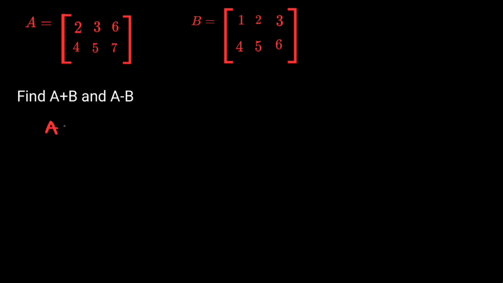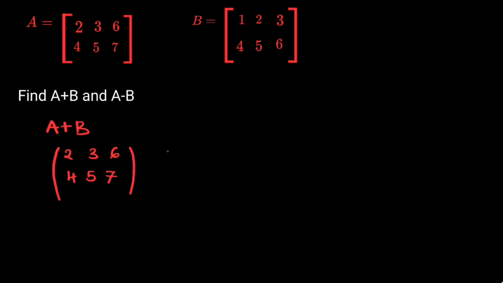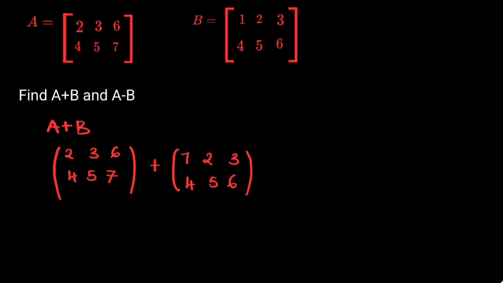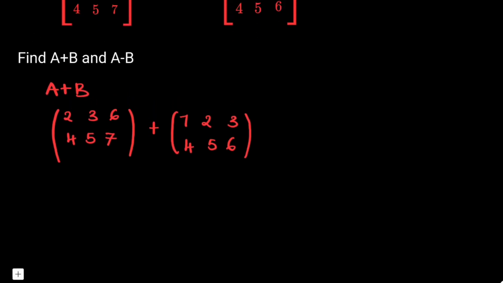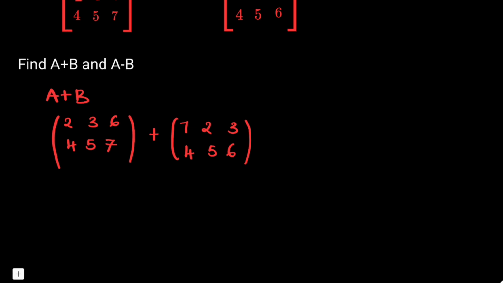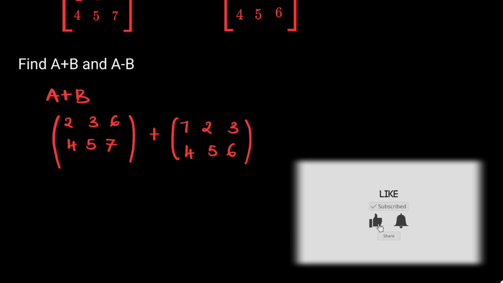Let's take the first one, A plus B. So we have our matrix A, which is 2, 3, 6, 4, 5, 7, and B is 1, 2, 3, 4, 5, and 6. Okay, so we have to add these two. The two matrices need to be of the same order before we can add or subtract. So they need to be of the same size or order before we can add or subtract.